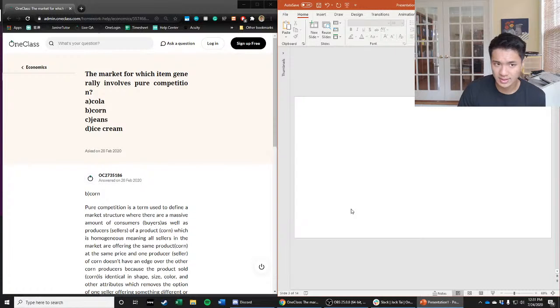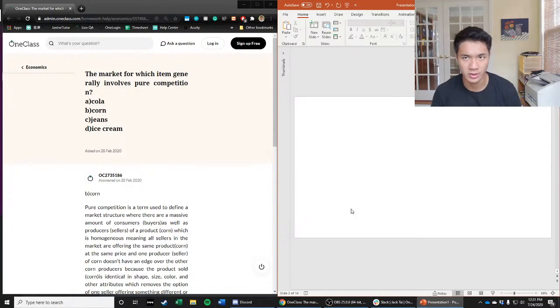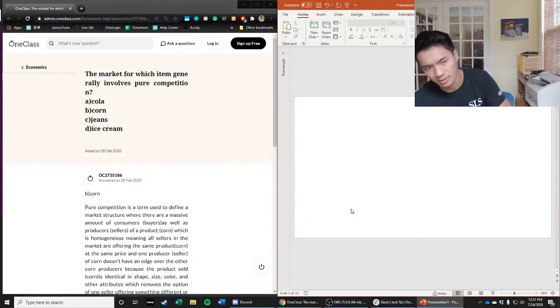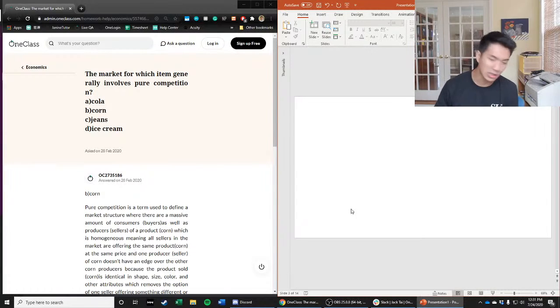Identical goods and services. If you went to one person to buy the good, it would be exactly the same as if you went to another person. So there's no product differentiation or anything like that. And so those are some of the main characteristics of pure competition. So let's see how we break this down among the answer choices.